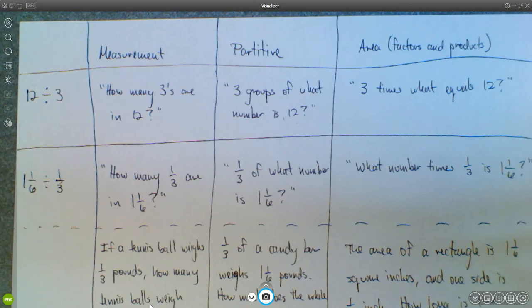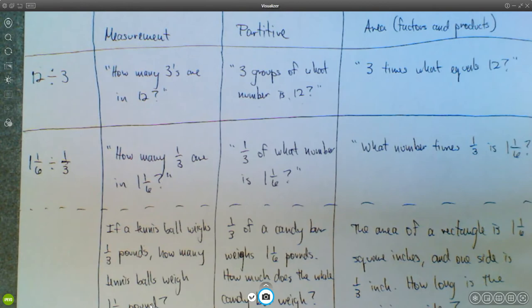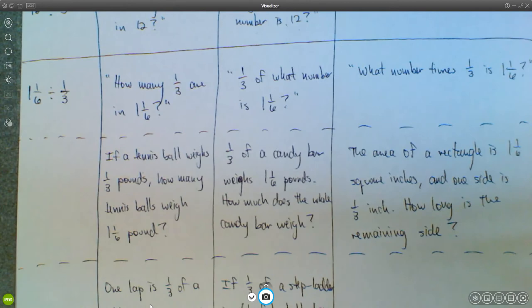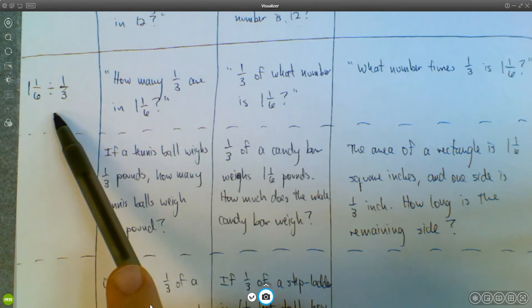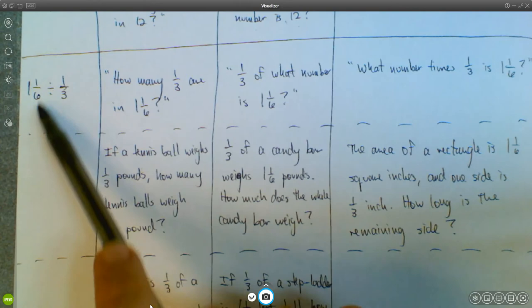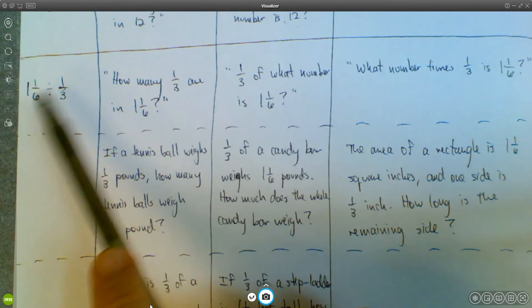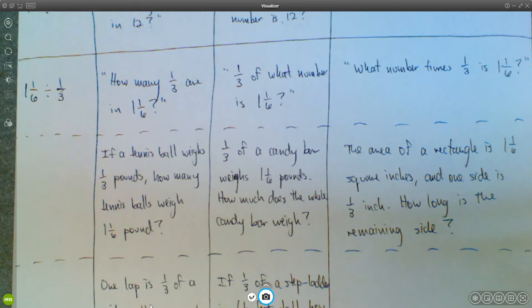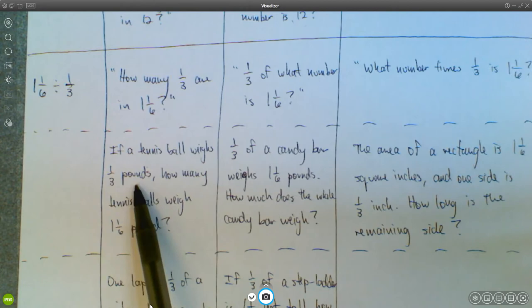So what I want to do is give you a couple examples of each of these types of models using the division problem 1 and 1/6 divided by 1/3. And you could copy down this chart too if you felt like it. Anyway, the measurement model, when you see 1 and 1/6 divided by 1/3, asks how many 1/3 fit into 1 and 1/6? Like how many times does 1/3 go into 1 and 1/6? How many 1/3 are in 1 and 1/6? So an example of that would be something like this: if a tennis ball weighs 1/3 pound, a third of a pound, how many tennis balls weigh 1 and 1/6 pounds? Okay.